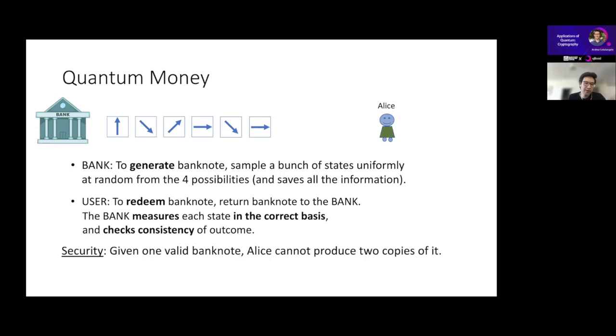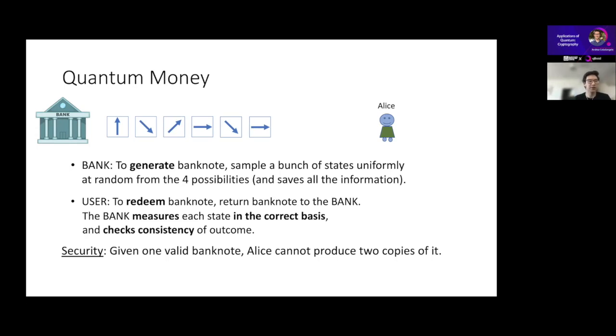And now, how is security defined? Well, informally, we want to say that it is not possible for an adversary who receives one valid banknote to produce two copies of it, which are both simultaneously accepted by the bank. So this banknote cannot be redeemed or spent twice, except with very small probability.